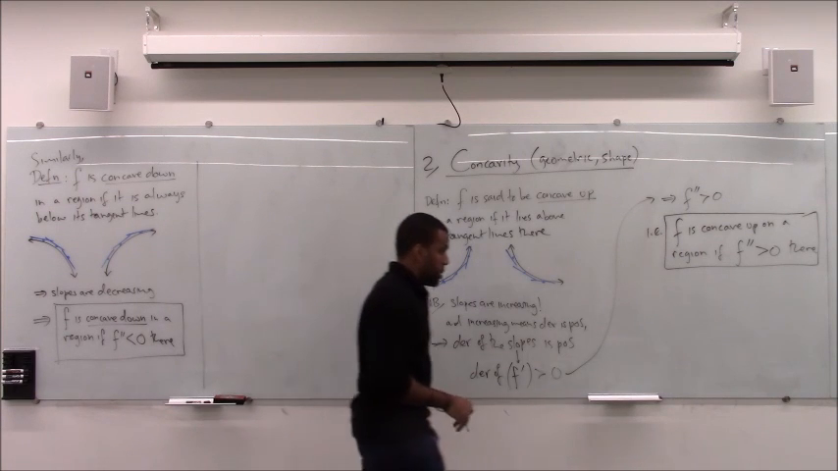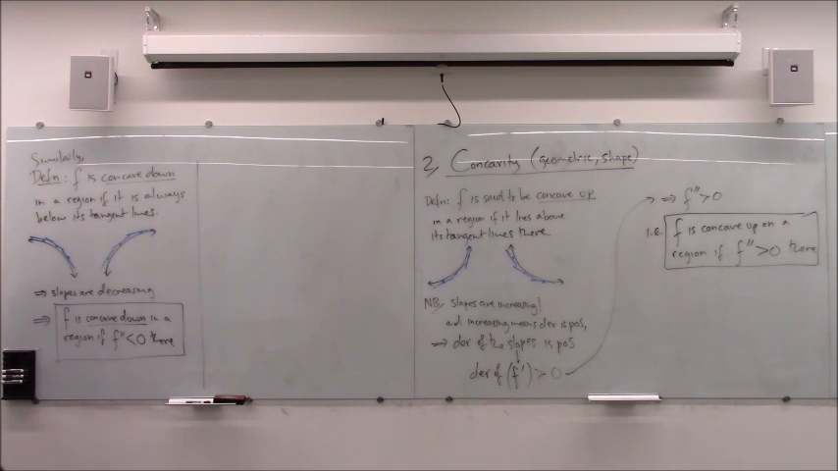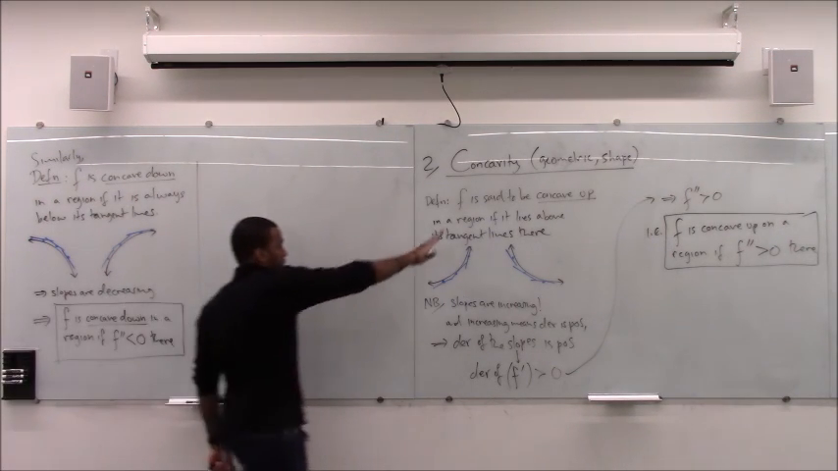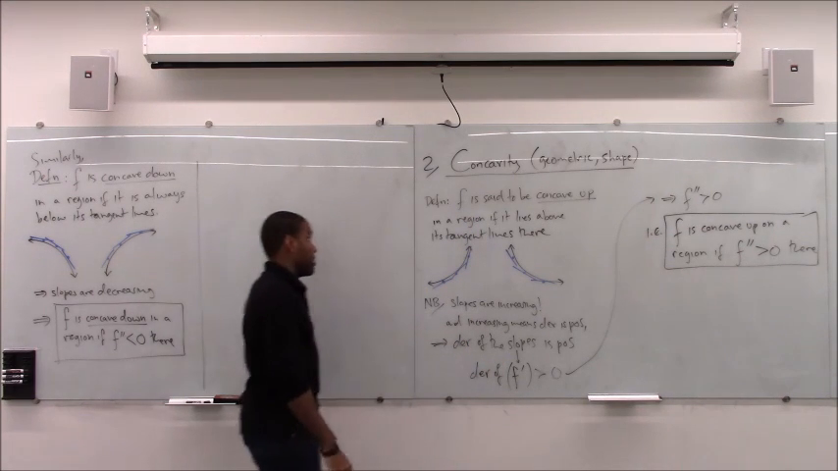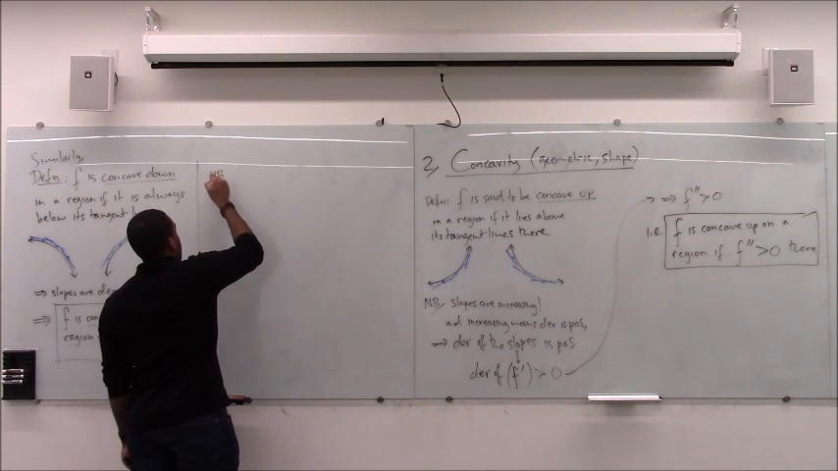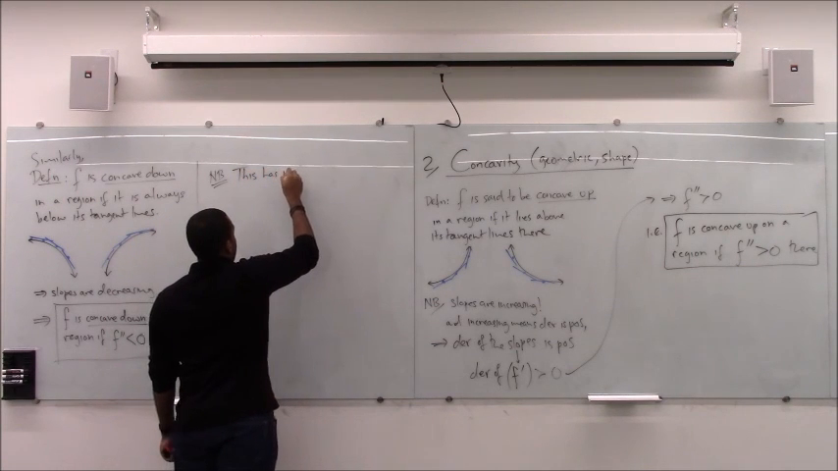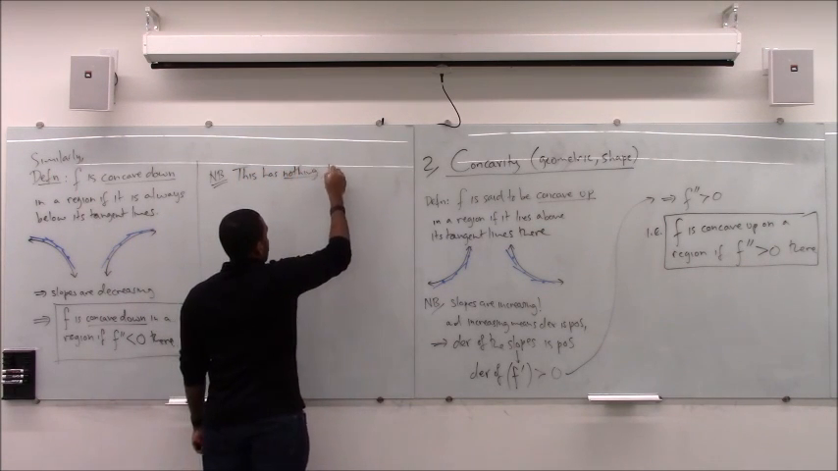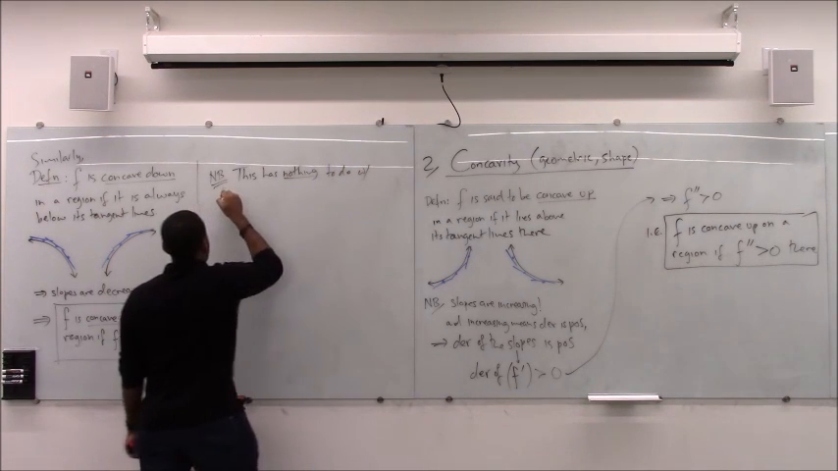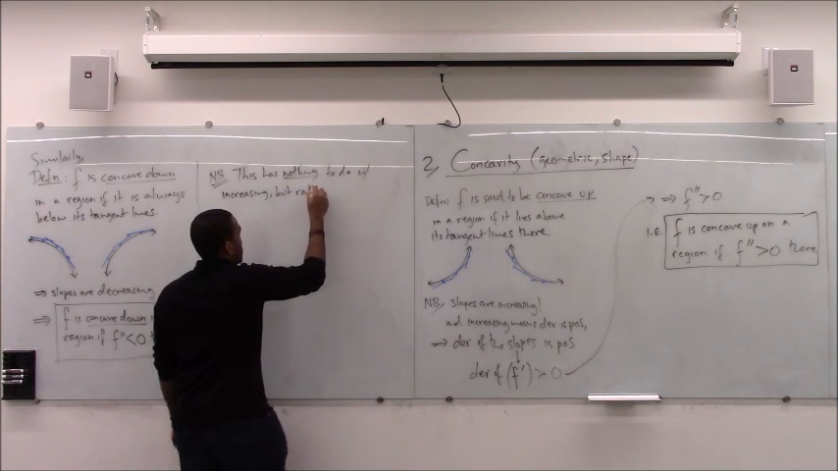For the first derivative, a geometric interpretation is increasing and decreasing. Moving up as you go from left to right means your derivative is positive. Moving down as you go from left to right means the derivative is negative. If you have this kind of bend, it means your second derivative is positive. If you have this kind of bend, it means your second derivative is negative. Now I want you to note, because this is often a point of confusion, this has nothing to do with increasing or decreasing, but rather shape.